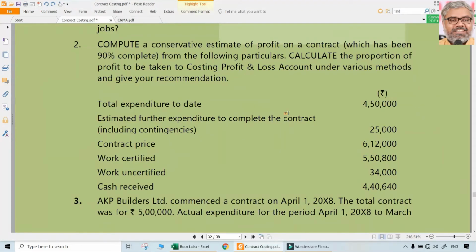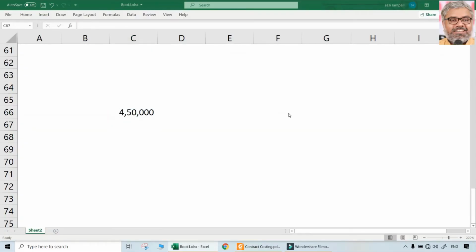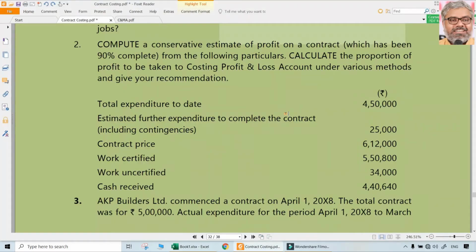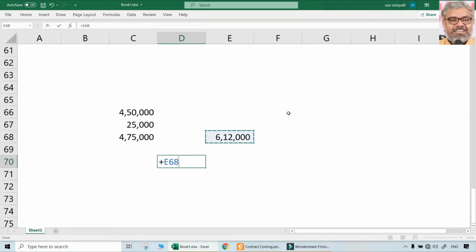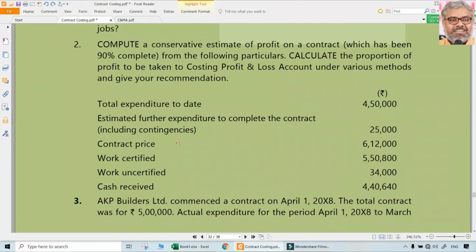Total expenditure to date is 4,50,000. Okay, fine. Estimated further expenditure to complete the contract is 25,000. So total estimated expenditure of the contract would be 4,75,000. Then contract price is 6,12,000 as given in the question. So naturally, what is the estimated profit? Contract price minus total estimated cost of the contract, 1,37,000. Remaining things are all irrelevant. So 1,37,000 is the answer.